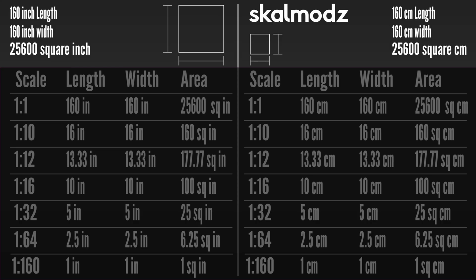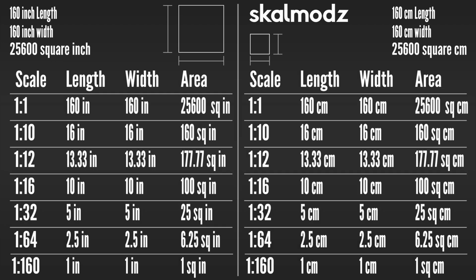In this example, we can see that the larger square has a length of 160 inches and a width of 160 inches. The smaller square has a length of 160 centimeters and a width of 160 centimeters. We can see that both squares use two separate units of measurement. Because of this, the numbers alone may seem similar, but they are still a different size because of the different units of measurement. Now let's look at the data for each individual square.